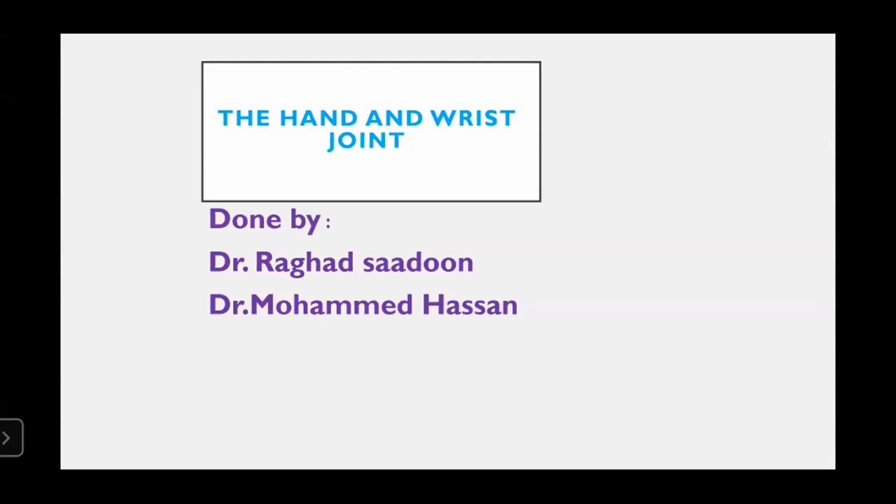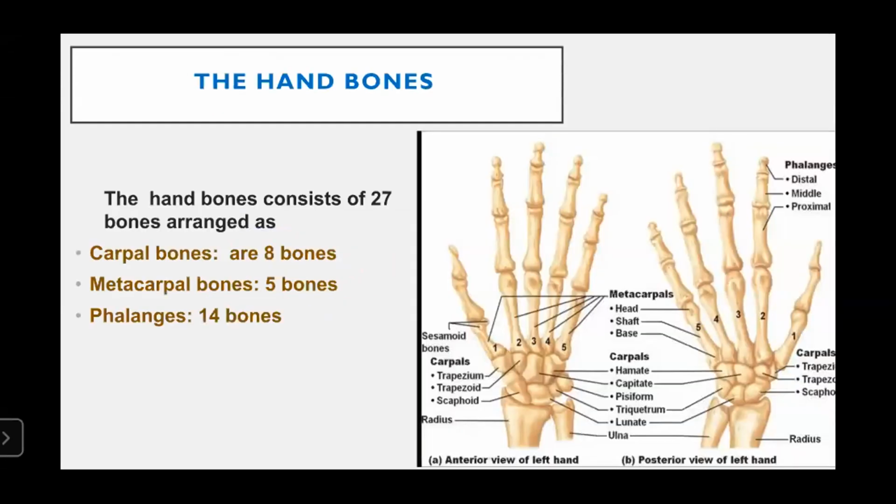Our seminar today is to talk about the hand and wrist joint. I'll start with the hand bones. We have 27 bones arranged as carpal bones, metacarpal bones, and phalanges.